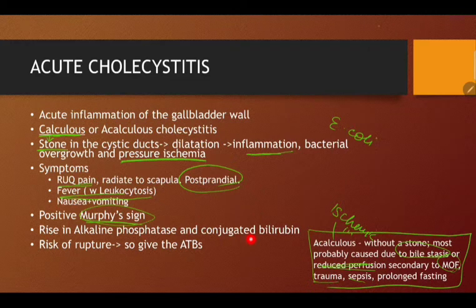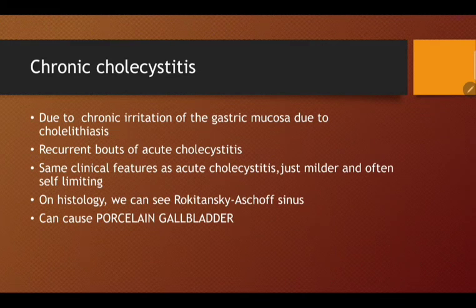There'll be a rise in alkaline phosphatase, which is very characteristic for gallbladder injuries. And there'll be an increase in conjugated bilirubin. Why? Because that's the one that you find in the bile, right? If the inflammation goes on for too long, as there's pressure ischemia, too much pressure, dilation, it can also lead to rupture. So we need to be very, very careful, and we need to give antibiotics in case there's bacterial overgrowth. All right. Moving on to chronic cholecystitis.